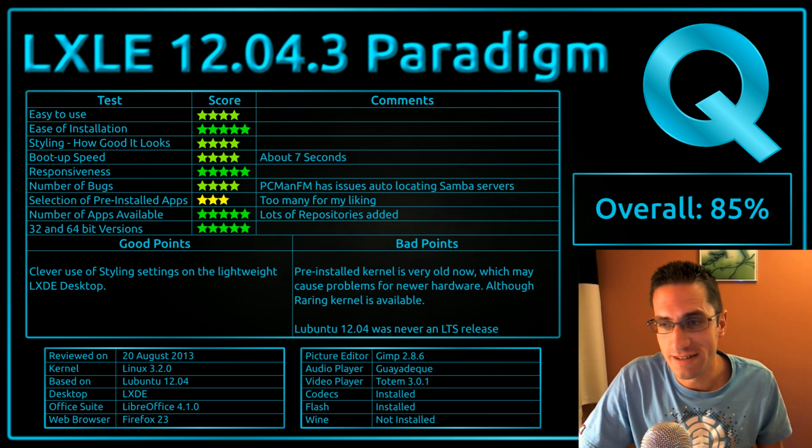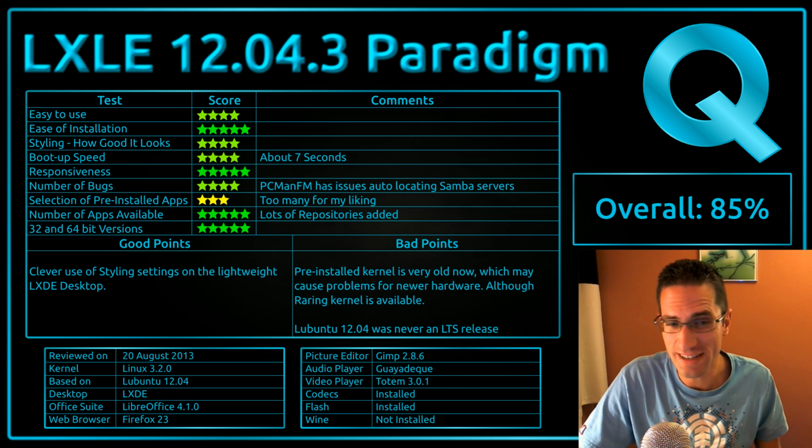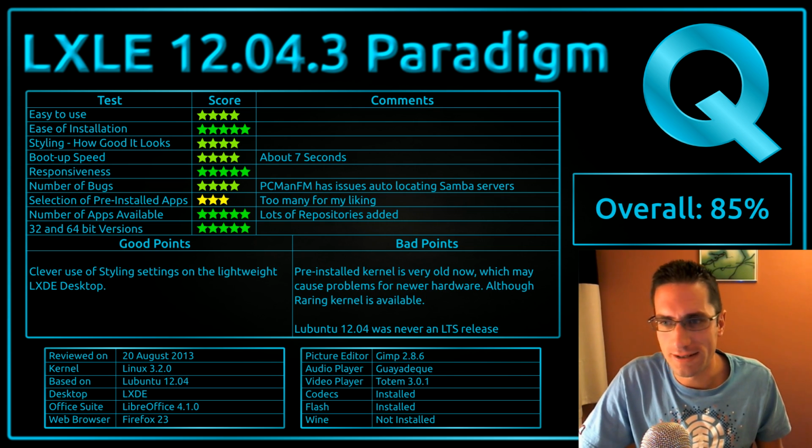The boot up speed is very quick at 7 seconds. Interestingly, that's about 1 second quicker than the elementary OS one that I looked at last week. Responsiveness is damn near instant, it is very quick. Number of bugs, there is just one there, the PCManFM. It doesn't recognise the Samba servers particularly well. So if you had Windows shares or even Samba shares from a Linux machine, it's not going to recognise them, but you can type in the address in the PCManFM file manager.